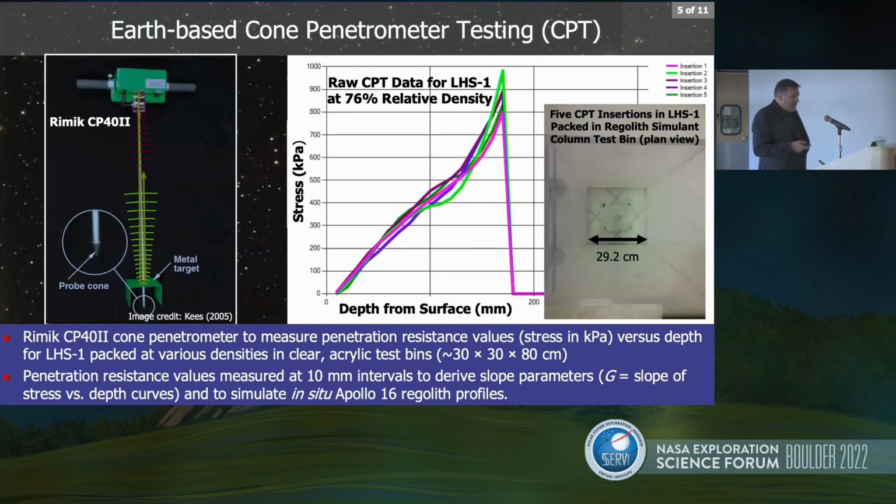So for the cone penetrometer measurements, we used a RIMIC CP40 cone penetrometer to obtain penetration resistance values, and that's measured as stress in kilopascals versus depth for LHS-1, packed at various densities in clear acrylic test bins. And on the right, you can see our raw data, the colored curves there, for 5 CPT insertions into LHS-1, which we packed at 76% relative density. We use these data to derive the slope parameter G, which is simply the stress over depth for these curves. And G is important for our correlations, as I'll show very shortly.